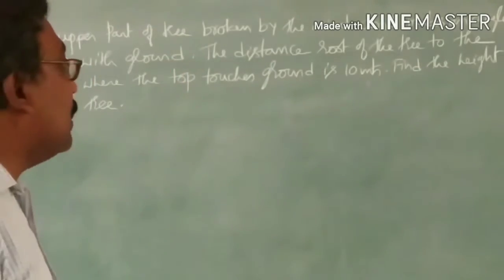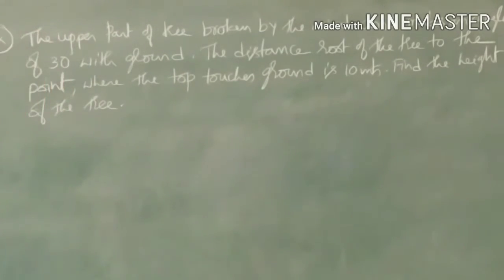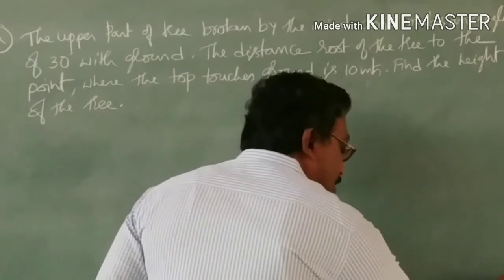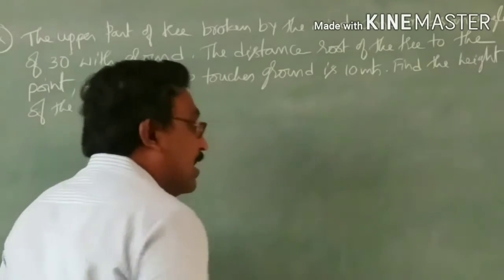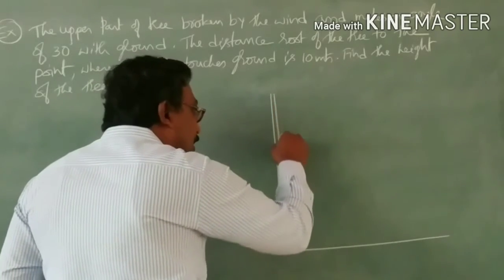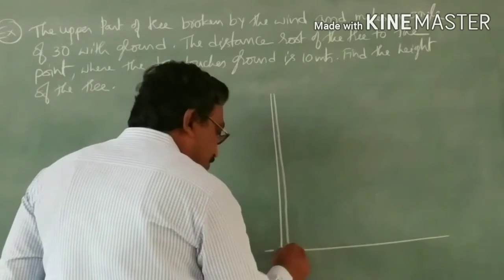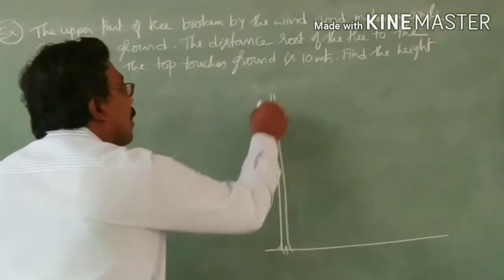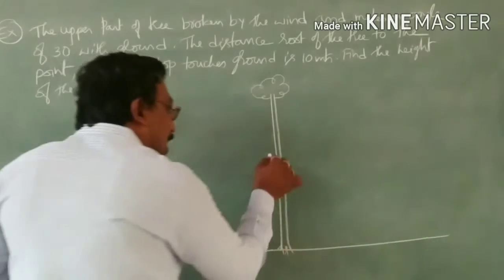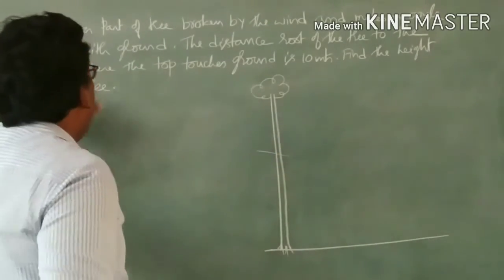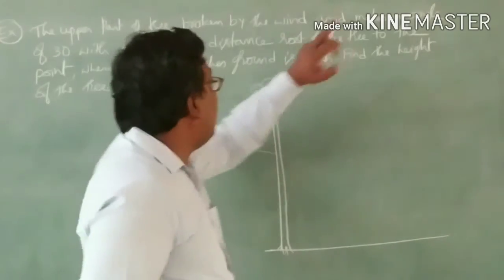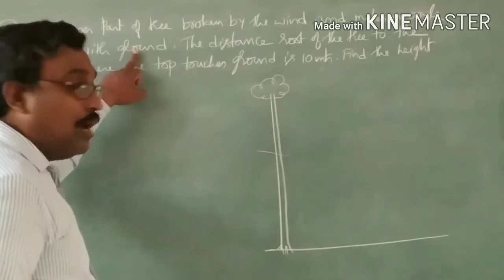The upper part is broken and makes an angle of 30 degrees with the ground. Suppose it's a horizontal, that means it's the ground, and it is a tree. Imagine it's a tree. Now by heavy wind it was broken like this, and the broken part makes an angle of 30 degrees with the ground.